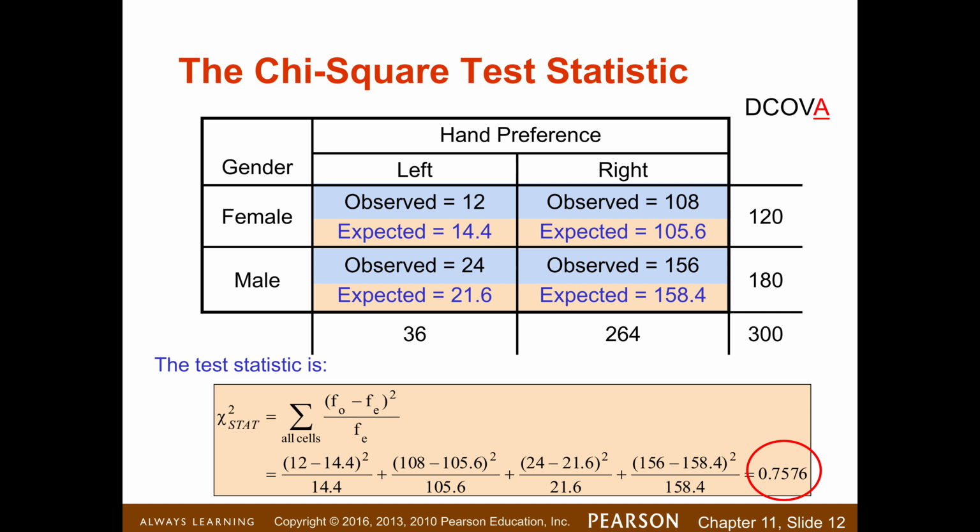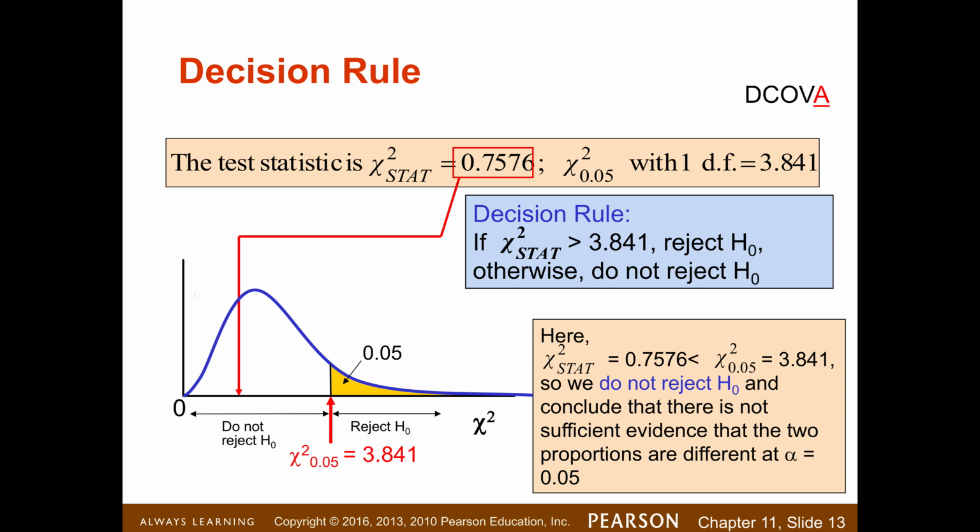So in this case, the chi-square statistic, if you want to follow along with me here, go down to the very bottom row, and you can see that we're just summing up a bunch of stuff. In each cell count, we're taking the observed minus the expected squared divided by the expected, and we're doing that for each of the 4 cells here. And in this case, our test statistic turns out to be 0.7576.